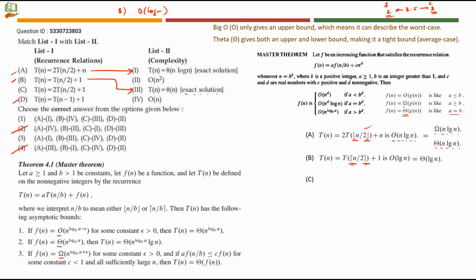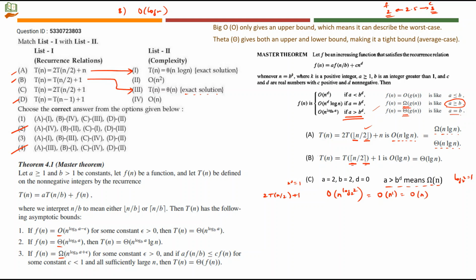What about C? We have 2 into T n by 2 plus 1. From this we can take a is equal to 2, b is equal to 2, then n power 0 is equal to 1. So d is equal to 0. So 2 power 0 is 1. From this we can conclude a is greater than b power d. This part is coming. We have a greater than or equal to b. So we are using here omega symbol. It is big O of n power log a to the base b, a is 2, b is 2. So log 2 to the base 2 will give you 1. This will be equal to big O of n power 1, which is equal to big O of n.